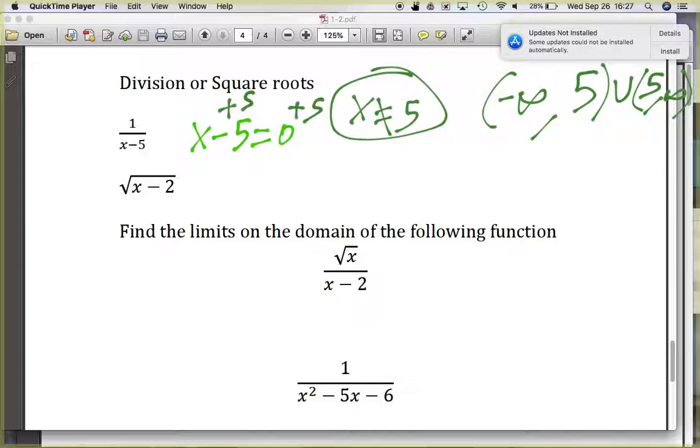Square roots, which is part of that trick question from your test, if I left the test alone, which I probably will. Square roots cannot square root anything lower than a negative. So you have to make it so it's bigger than 0. So in this case, that means adding 2. So I get x is greater than or equal to 2.